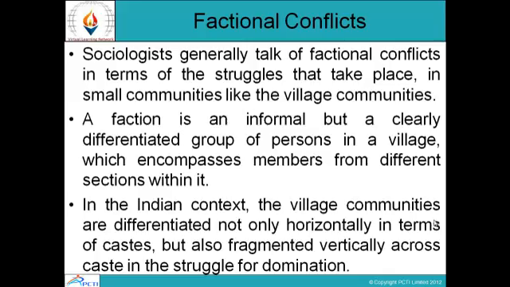Factional conflicts. Sociologists generally talk of factional conflicts in terms of struggles in small communities like the village communities. A faction is an informal but clearly differentiated group of persons in a village which encompasses members from different sections within it. In the Indian context, the village communities are differentiated not only horizontally in terms of caste but also fragmented vertically across caste in the struggle for domination. So factional conflicts are conflicts occurring in a small community, like a village community, between various sections within it, for domination or for access to power.